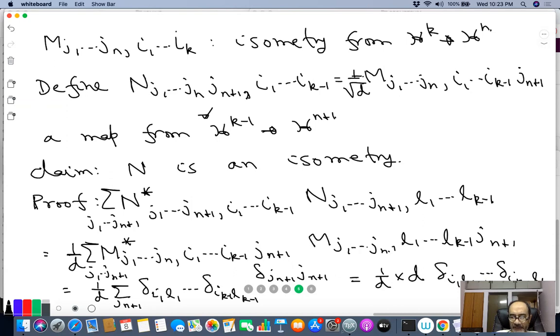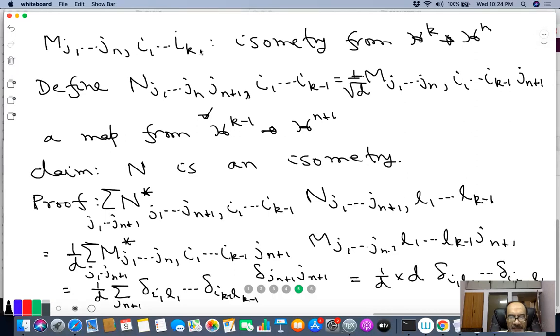Is that point clear? Okay, so M is an isometry. So physically, this means that if you are given an isometry, then you can move an input leg to an output leg, and the result is still an isometry. So you just reinterpret that same set of numbers as a different kind of matrix by moving the input leg to the output leg, and that remains an isometry.